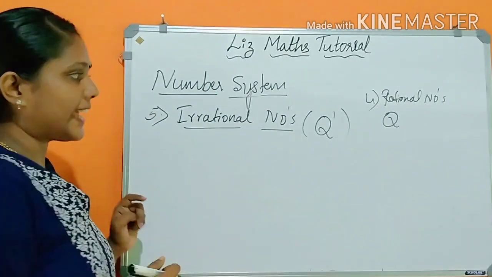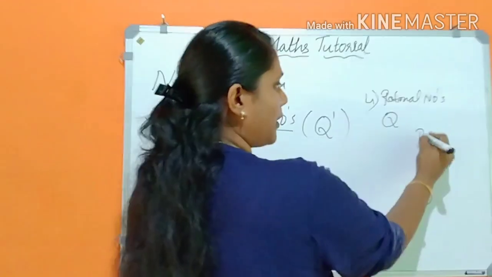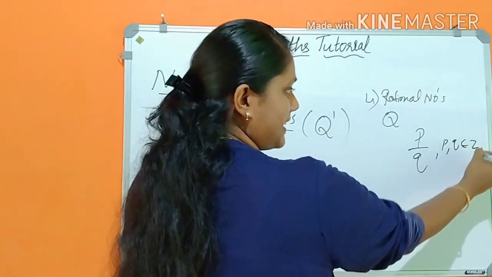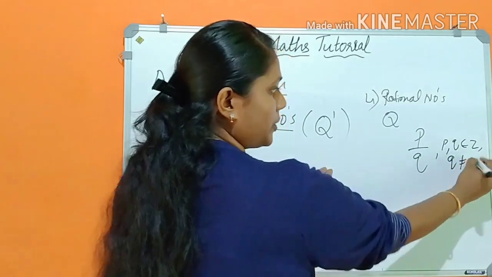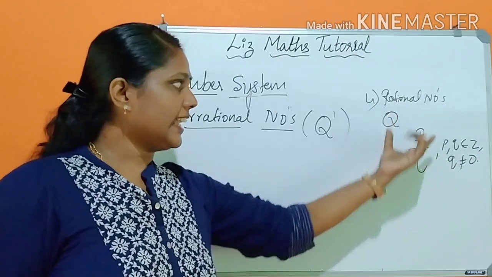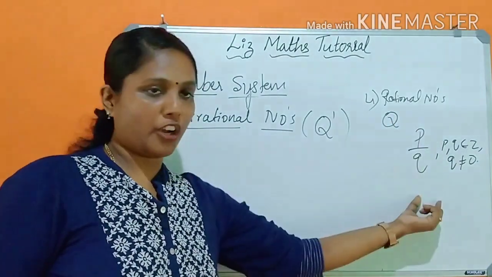So what is an irrational number? We know that rational numbers are nothing but numbers in the form of P by Q, where P and Q belong to Z and Q is not equal to 0. Am I right? But the numbers which are in rational number form, am I right?